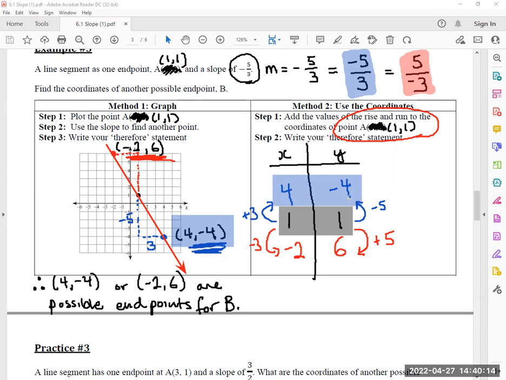And in the same way, if I use the other slope, which is essentially the same thing, my rise is a 5, +5. My run is a -3. So I added a 5 to my y, I subtracted a 3 from my x. I get this coordinate, which happens to be right there.